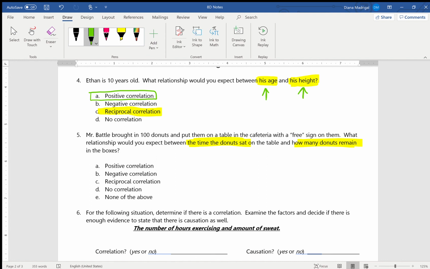For this one, we agree that time will always increase. Time can never decrease. It has to always increase because it keeps going. Time is always infinity. Remember that from last semester? Well, what happens to the donuts if it has a free sign? That means the donuts are going to be decreasing. Everybody's going to be taking donuts, and by the end of a certain time, you probably won't have any donuts. That means we are going to be experiencing a negative correlation.